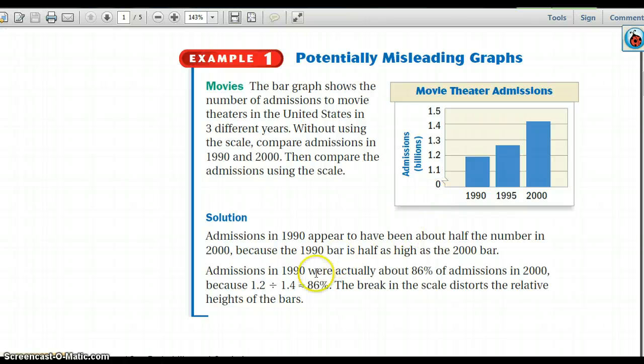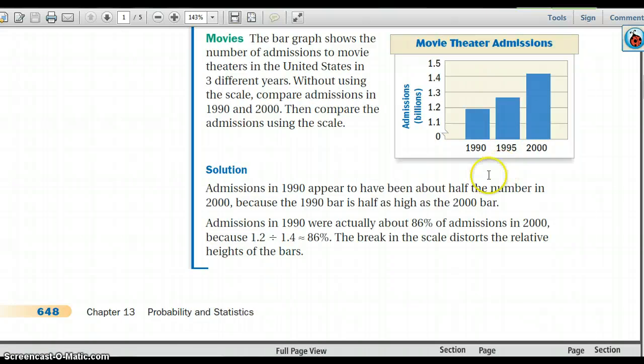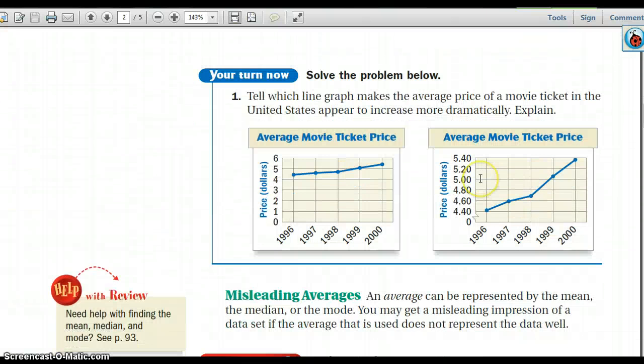And then the increments become quite small in comparison after that. So we have to be careful about our data, where this looks like the theater admissions have increased by double. They really haven't, and using this data. Now here's another one.